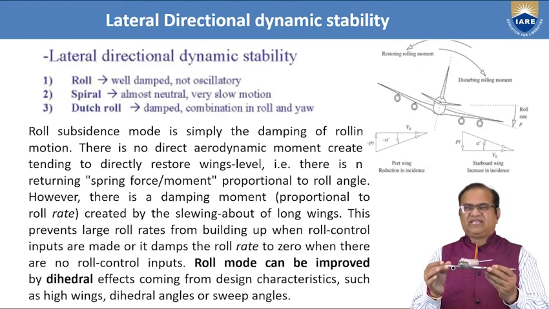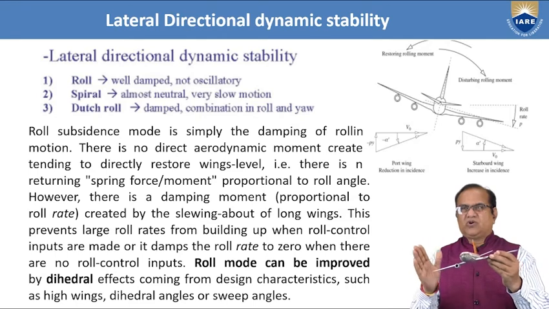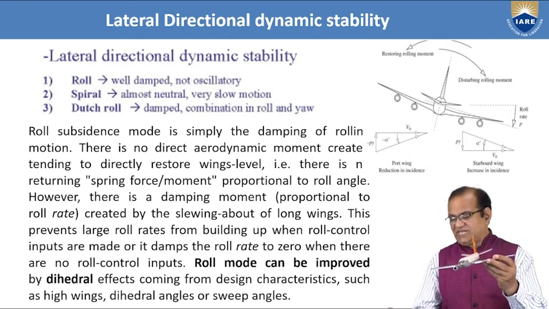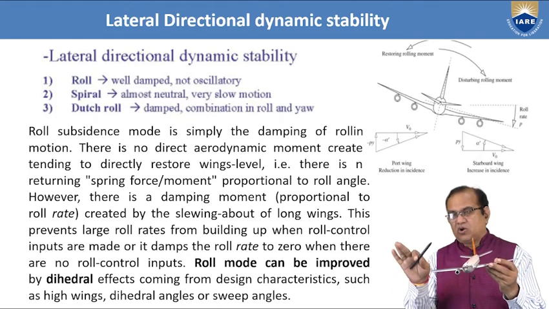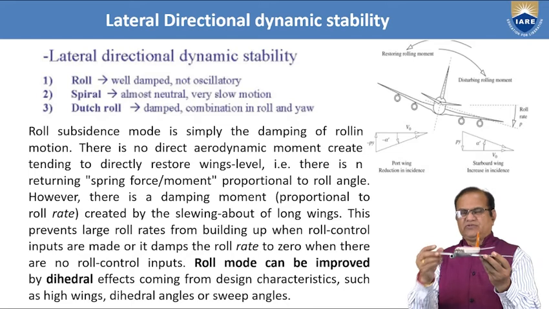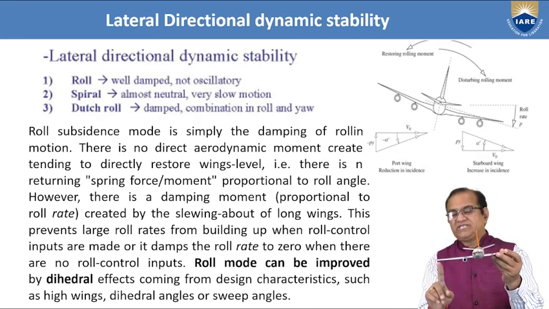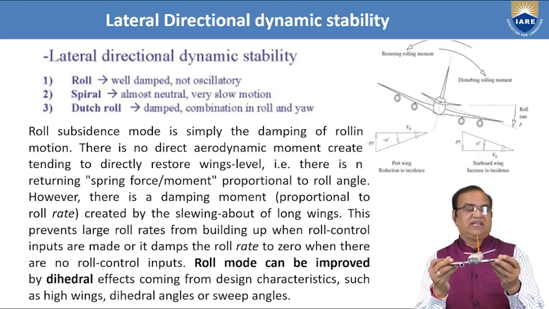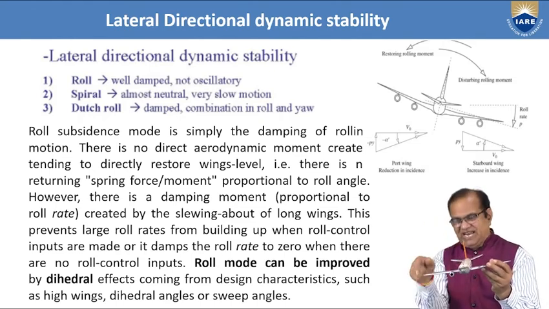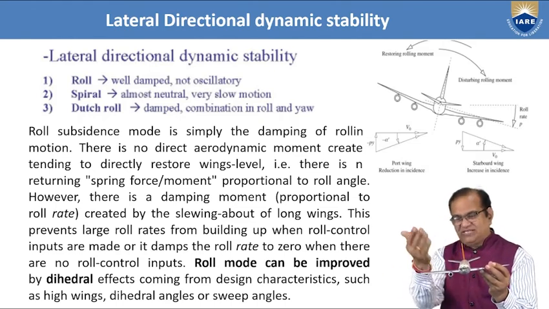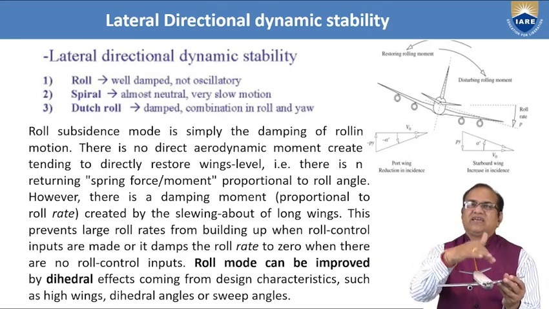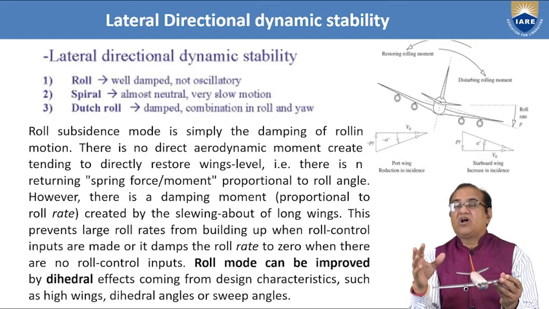If you see here, if the aircraft is flying like this, you roll. Rolling means the starboard side increases its incidence, meaning the angle of attack of this side rolls down. So roll down: this side will have more angle of attack, and this side will have less angle of attack. So the aircraft has rolled down in this direction. The moment is clockwise, and this will generate an anti-clockwise moment. So it is well damped, not oscillating.